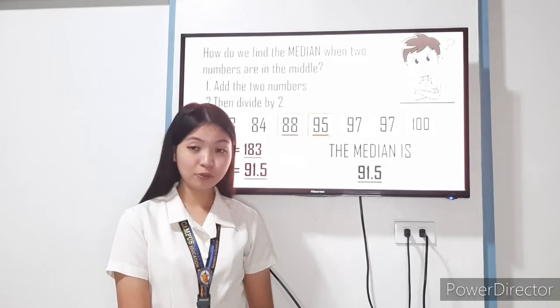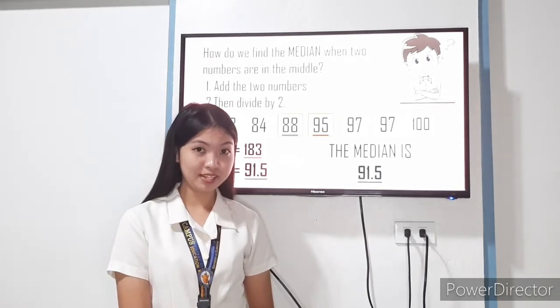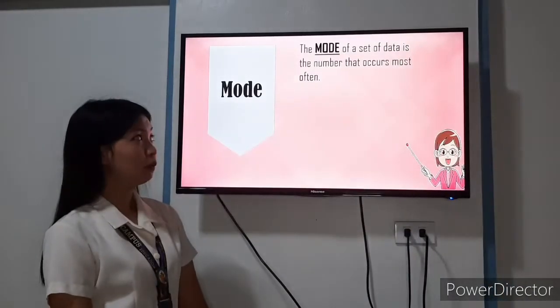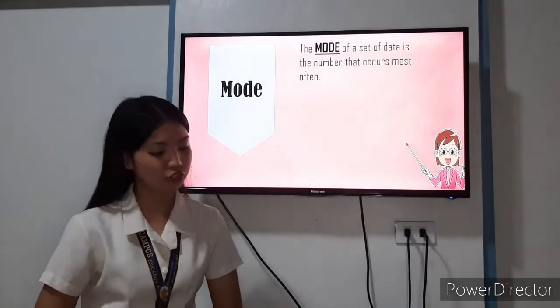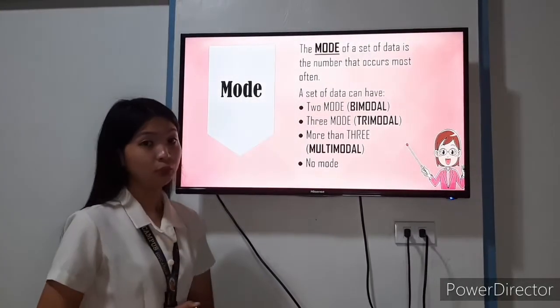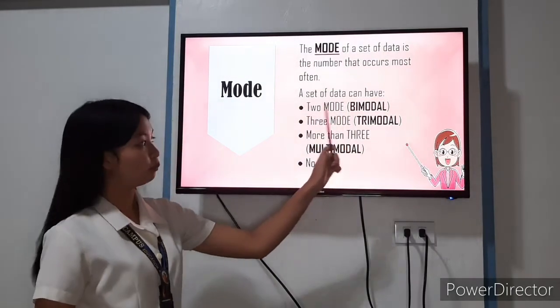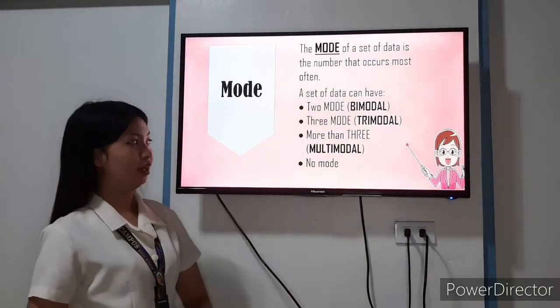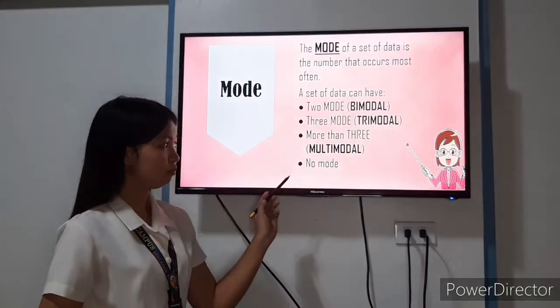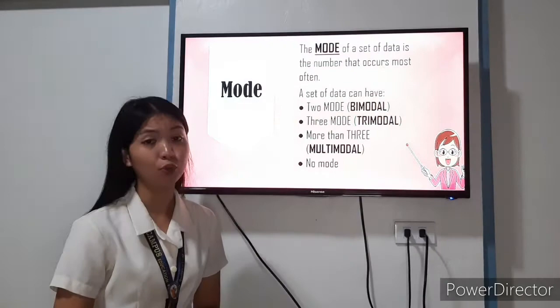And we can now move on to the last M of the measures of central tendency, which is the mode. What is mode? So, the mode of a set of data is the number that occurs most often. A set of data can have two modes, or we can call it bimodal, three modes, trimodal, and more than three modes, multimodal. And yes, we can have data that has no mode.